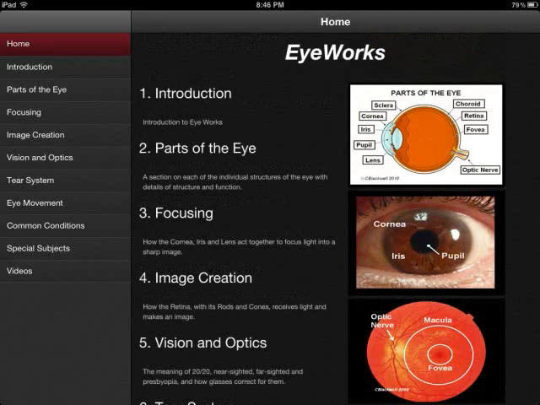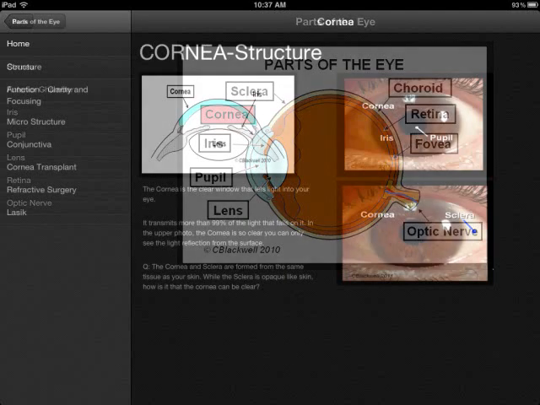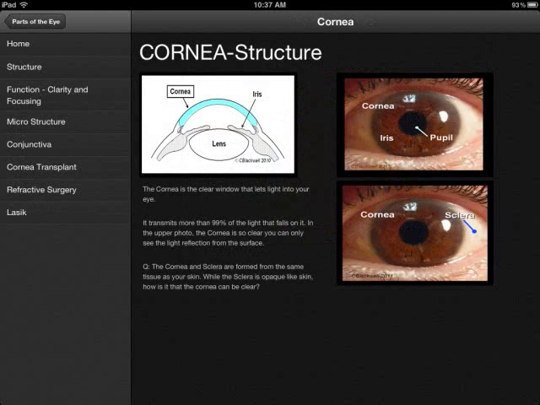Let's say you are interested in looking at parts of the eye. Select that section. Up comes a diagram of the eye, then select the part of the diagram you are interested in, for instance the cornea, and it takes you to that part of the eye. Here is the cornea, the clear window in the front of the eye. The next few pages will take you through details of its structure and function.